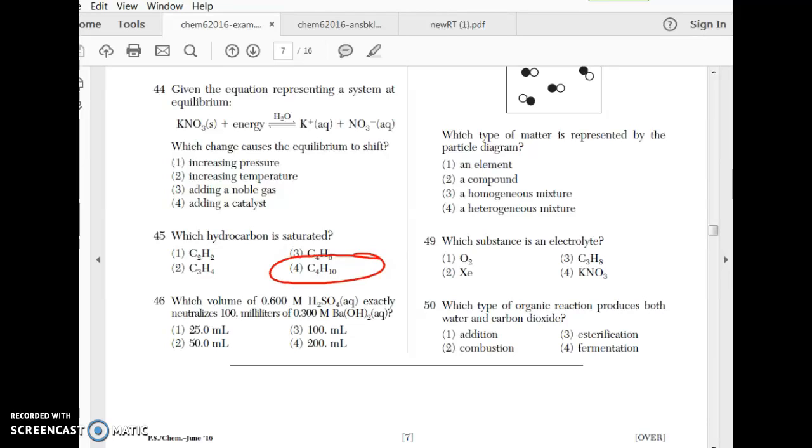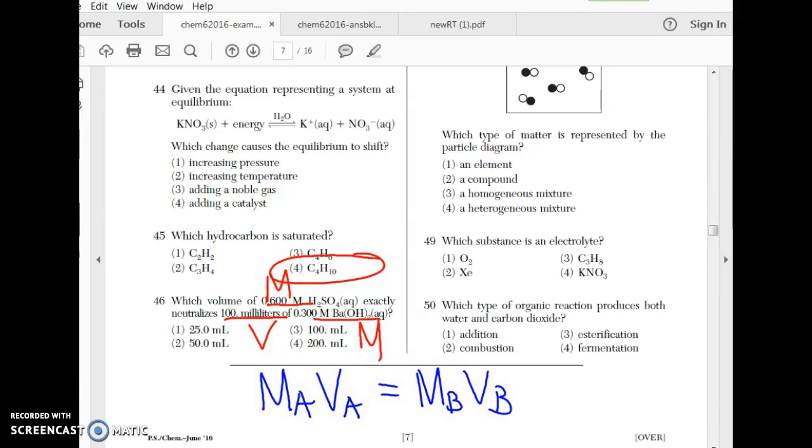46. Which volume of this molarity exactly neutralizes this volume of this molarity? My friend, there's only one formula that we can use when we have 2 molarities involved. And I have to stop hitting pause while I'm speaking. I cut myself off, not a great impression. Here's the formula that I was talking about. Now, when I plug all the values in, I plug in the molarity of the acid, the molarity of the base, the volume of the base. I solve for VA, and that's going to be choice 250.